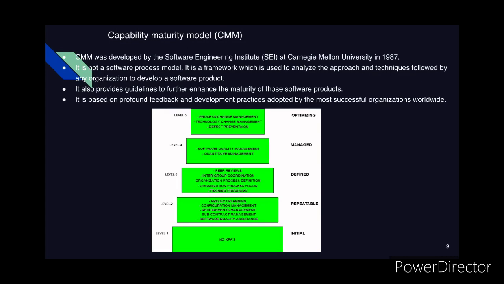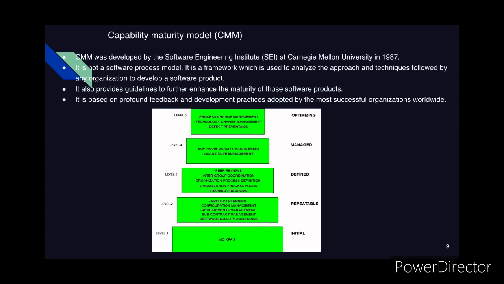Now what are the KPAs or key process areas used in this level 2? They are project planning, configuration management, requirements management, subcontract management, and software quality assurance. Now what is project planning? This includes defining resources required, goals, constraints, etc. for the project. It presents a detailed plan to be followed systematically for successful completion of a good quality software to be deployed to the customer.